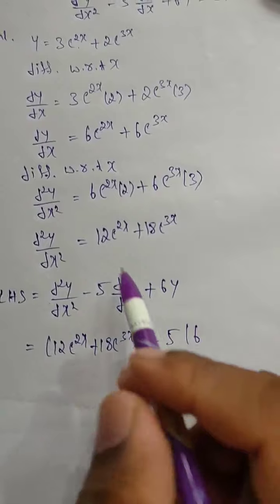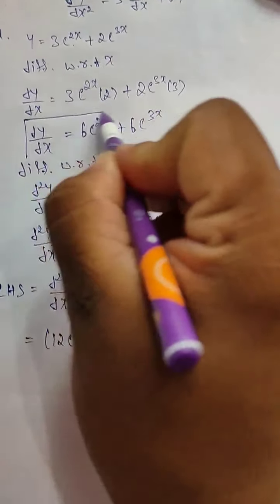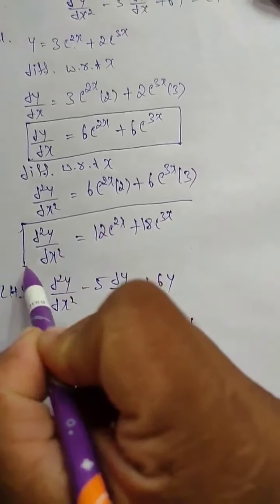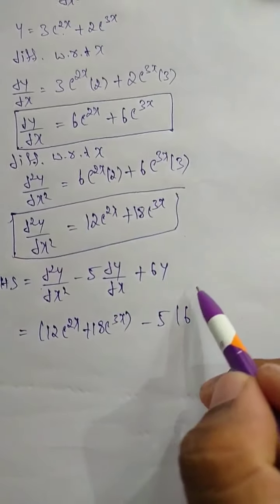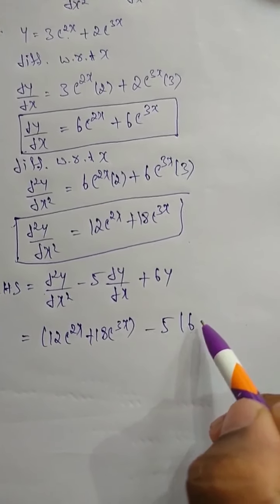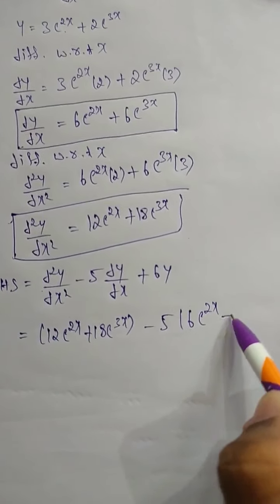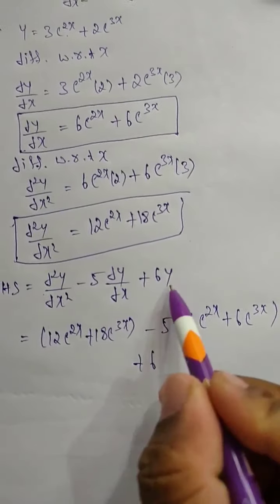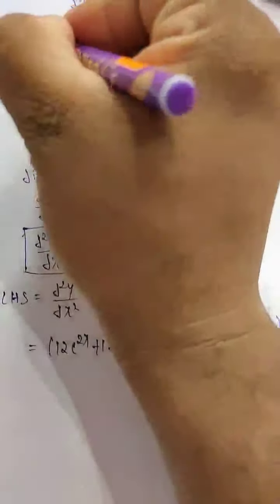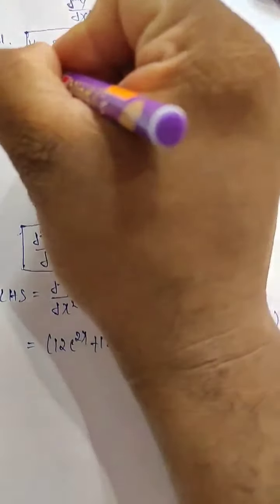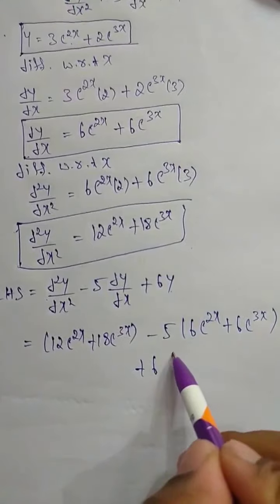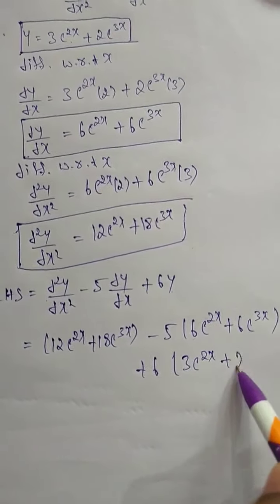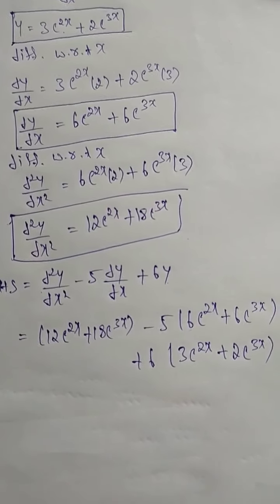See here, dy by dx is this one, d square y by dx square is this one: 6 e to the power of 2x plus 6 e to the power of 3x. Plus 6 into y, and y here is 3 e to the power of 2x plus 2 e to the power of 3x.